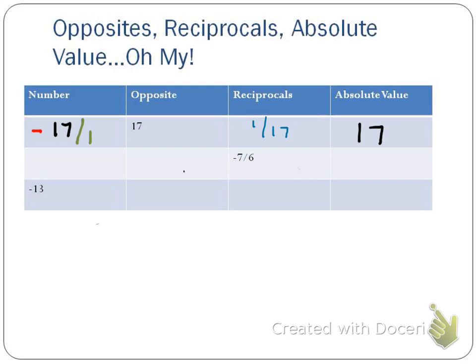And then one thing that I left out here that I need to add is a negative sign, because you keep the sign of the actual or the original number. Since our number is negative 17, our reciprocal also needs a negative. And then the absolute value is the positive of our original number. Our original number is negative 17, so our absolute value is 17.